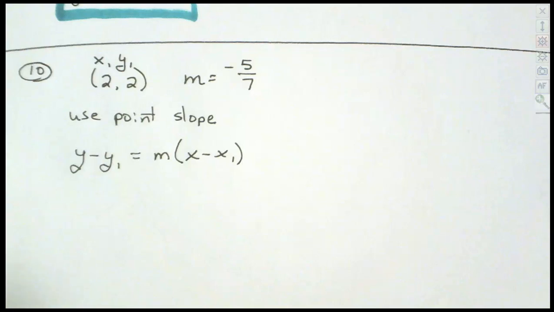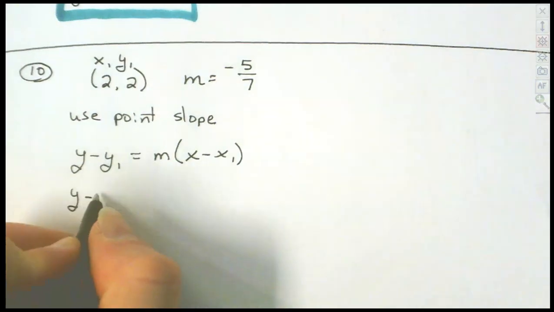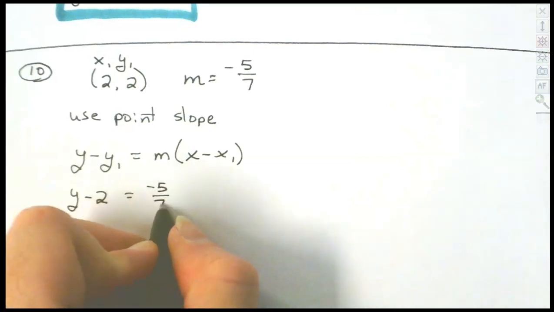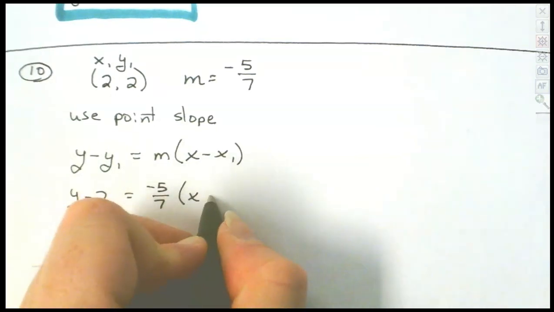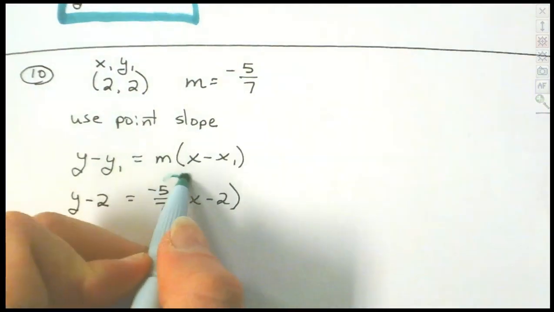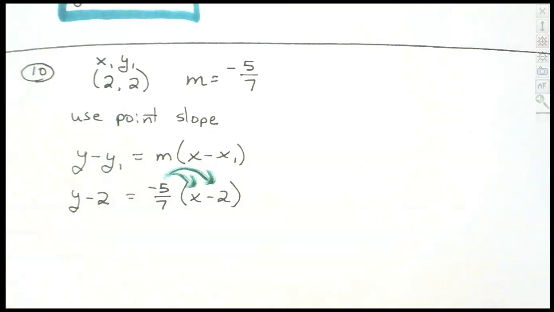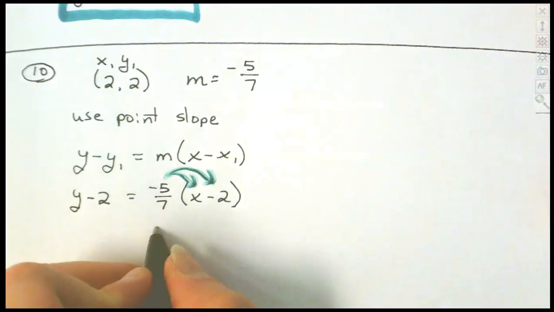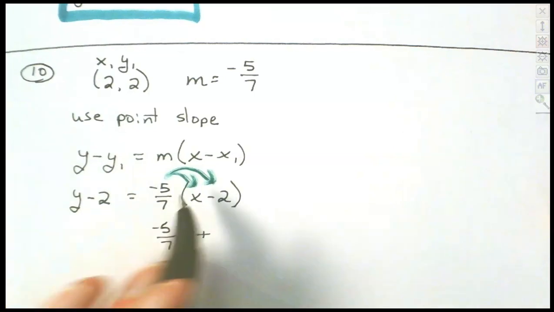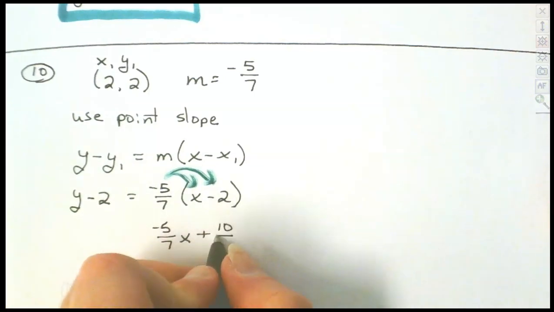So we're going to now fill it all in. This one we're going to have to clear the fractions. So we have y minus 2 equals minus 5/7 times x minus 2. Distribute that minus 5/7 through. Watch out for things like double negatives. So that's going to be a minus 5/7 x. Double negative here makes it a positive. 5 times 2 makes it a 10/7.